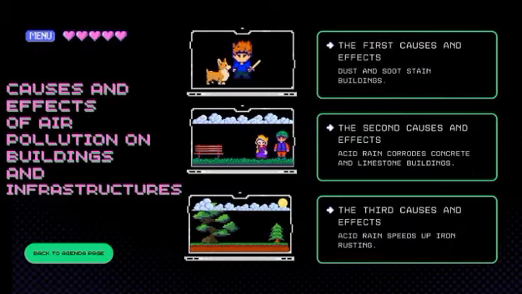I will explain how air pollution affects the things we build. You might have noticed that buildings in polluted areas look dirty. That's because dust and soot from the air can stain them. Even worse, acid rain, which is caused by air pollution, can corrode concrete and limestone buildings over time. Acid rain also speeds up the rusting of iron, which can damage bridges and other important infrastructure.